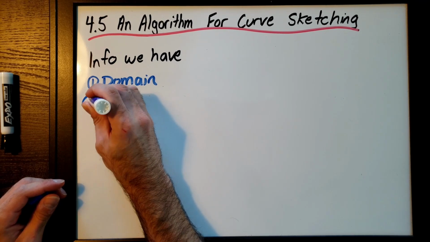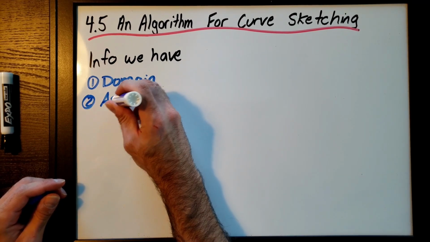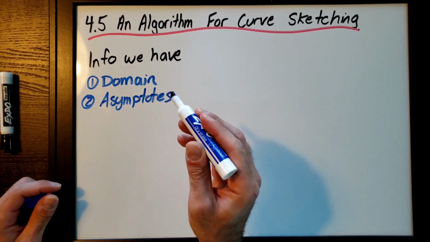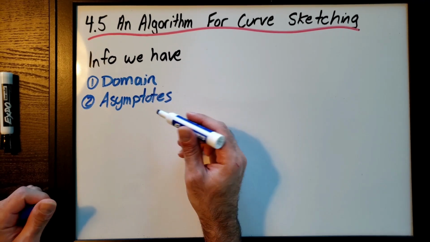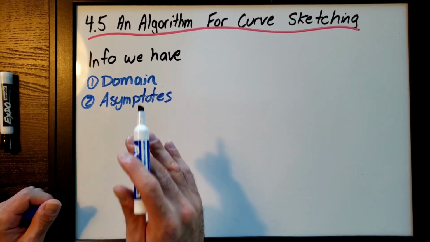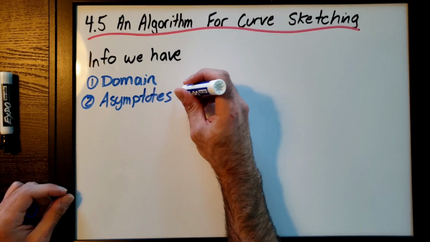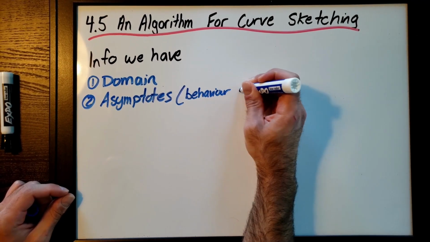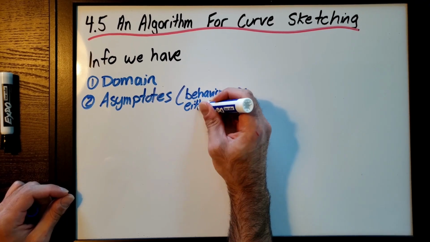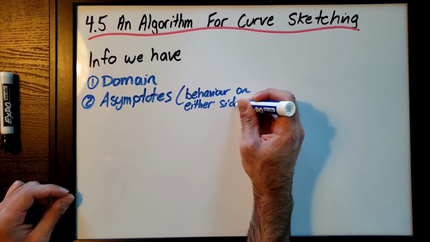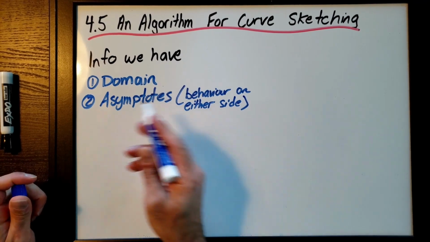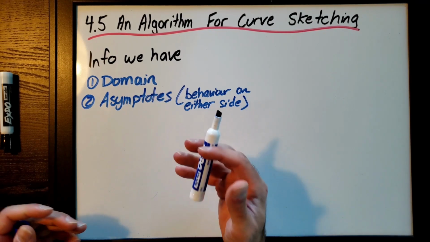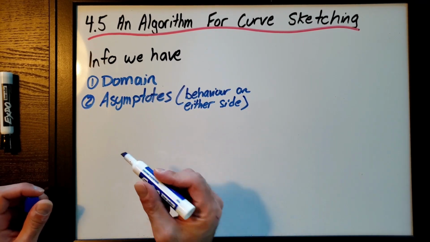And coming from domain, we're also going to understand our asymptotes. Do I have vertical asymptotes? Do I have horizontal asymptotes? I need to find out where my asymptotes are, and we know how to do that already. And we also need to know the behavior on either side of the asymptote. Maybe we want to plug in some values on one side of the asymptote, and on the other side, just to see where it's approaching. Is it approaching infinity? Is it approaching a certain value? So that could help us.